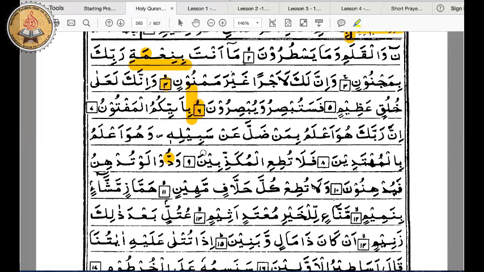Jazakallah. So just over here, this dal, you're merging the dal mushaddid with the waw. So 2 seconds. Waddu. So just read that verse one more time.